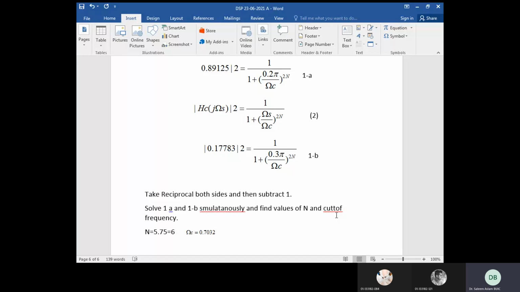Let me give you one more hint. You take reciprocal and subtract 1. So if it is 1 over 0.89125 is 1.25 minus 1, it would become 0.25. And if you take the reciprocal of 0.17783 and it would become 31 point something, you can subtract 1, it would become 30 point something, right? On the right hand side, you will see omega 0.2 pi over omega c raised power 2n.